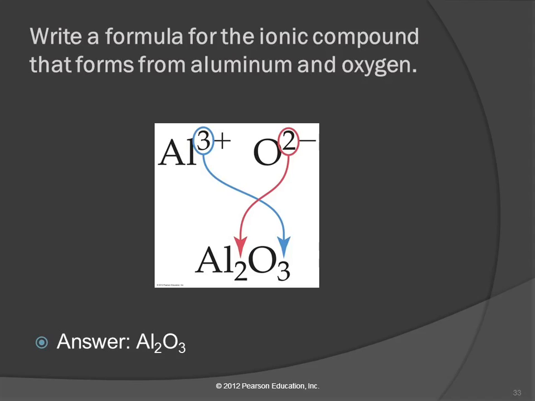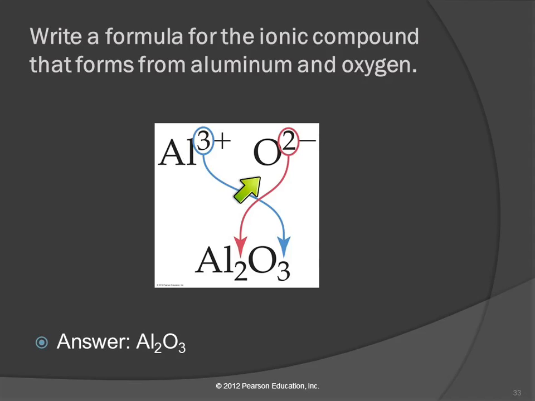You have to write the formula with the charge for both of the ions. Then you look at those charges. This is +3 and -2. 2 and 3 are not the same. They're close to each other, but they're not the same. So if we just put them together, one aluminum and one oxygen, overall they would still have a charge. And that's not how it works.